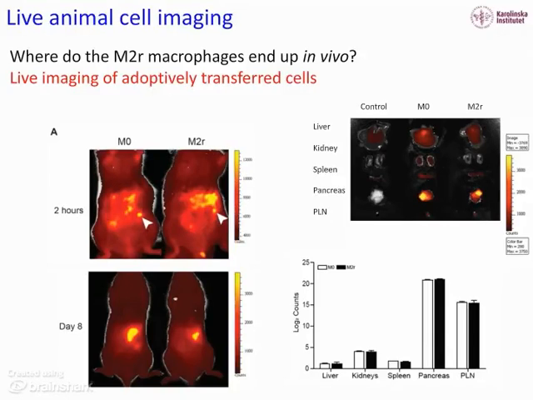However, after 8 days you can see that they seem to be localized in a location reminiscent of the pancreas. On the right hand panel you can see what happened when we dissected the organs to see where the cells had ended up. In the upper panel with the yellow-orange color, or the bottom panel with a bar graph, you can see that most of the transferred cells we could recover from the pancreas or the draining pancreatic lymph nodes, so they ended up where the inflammation was occurring.